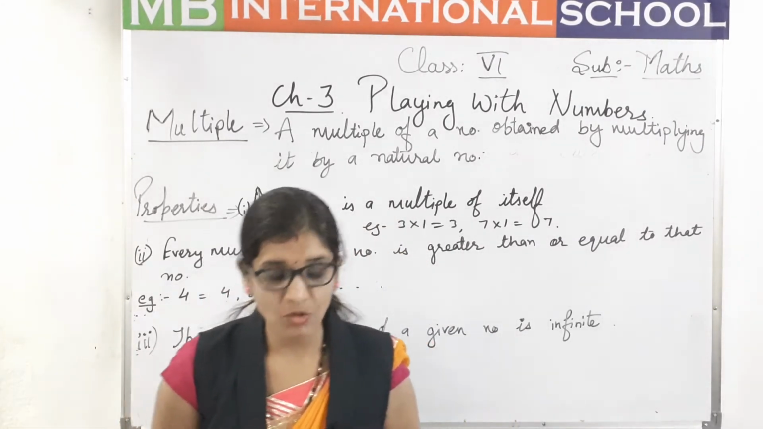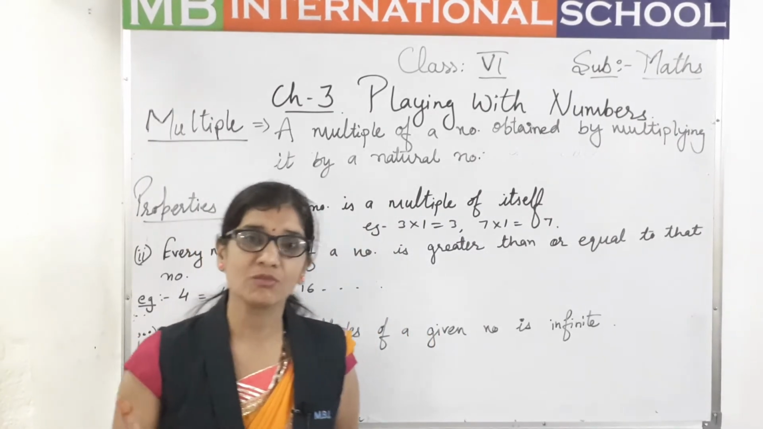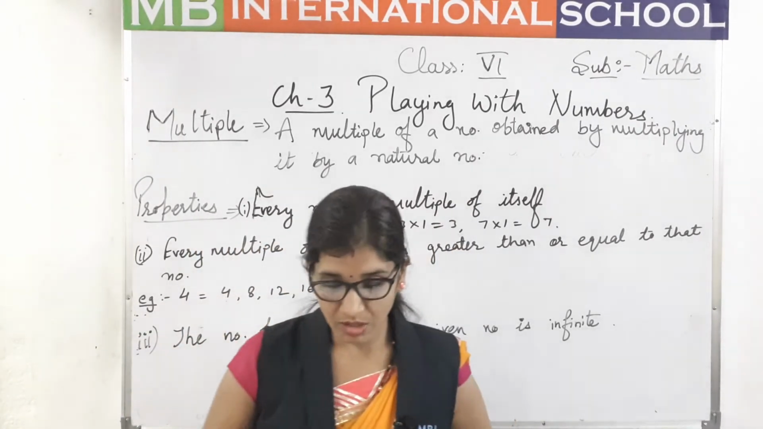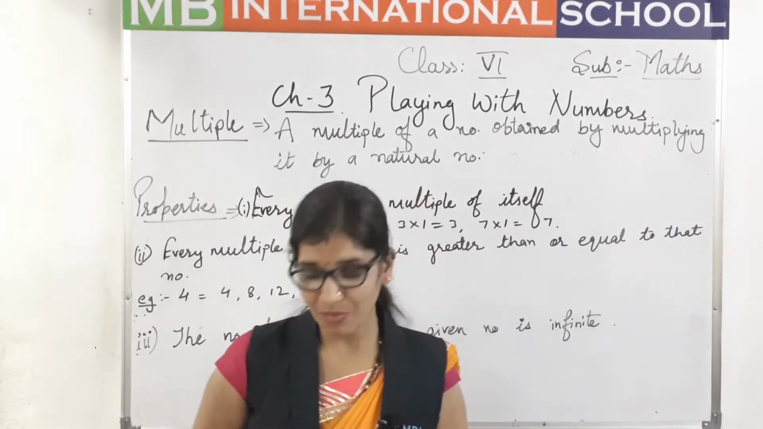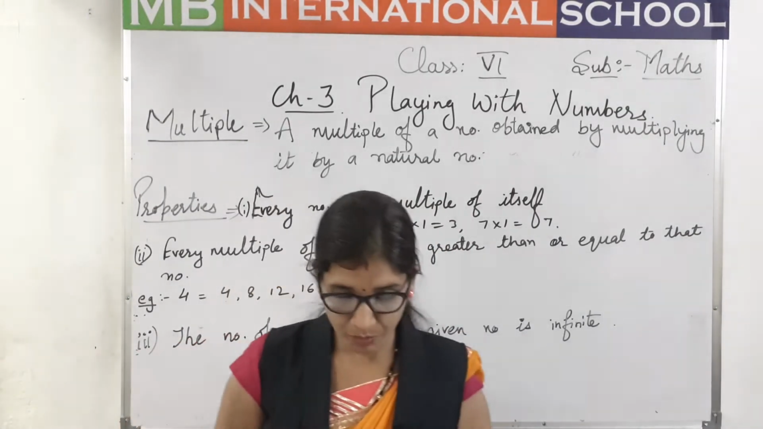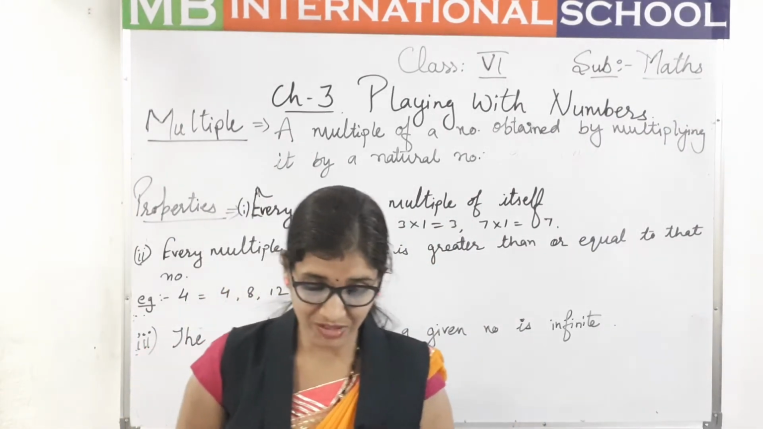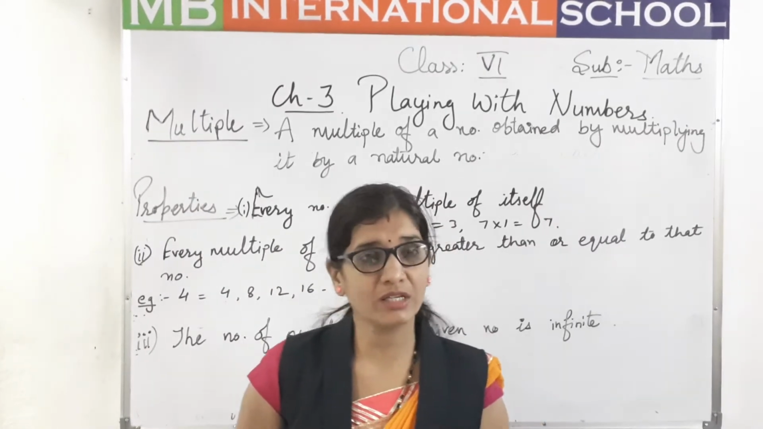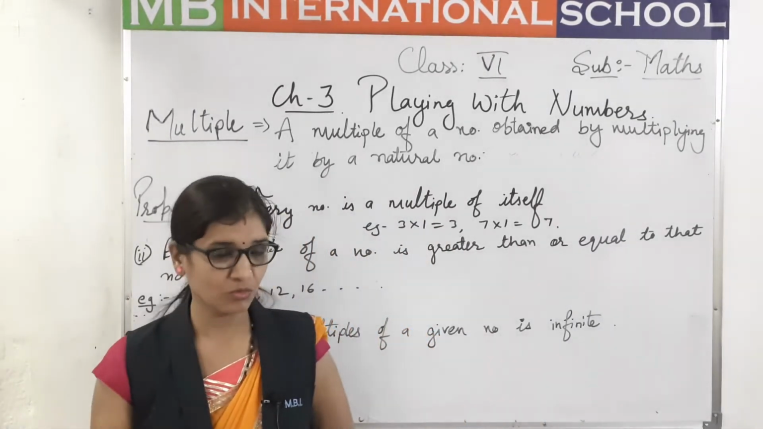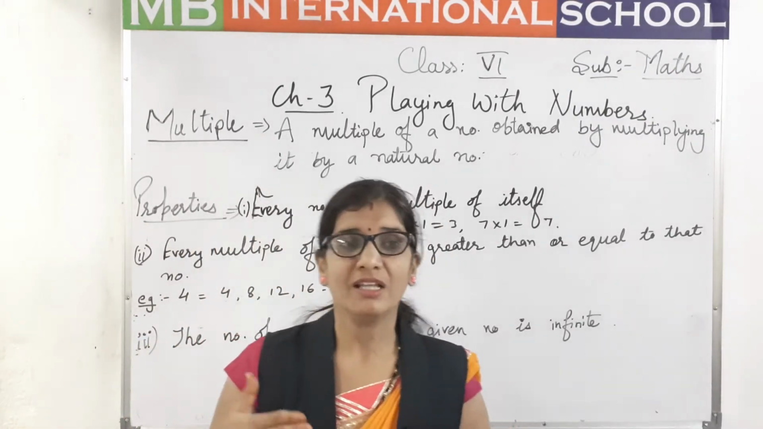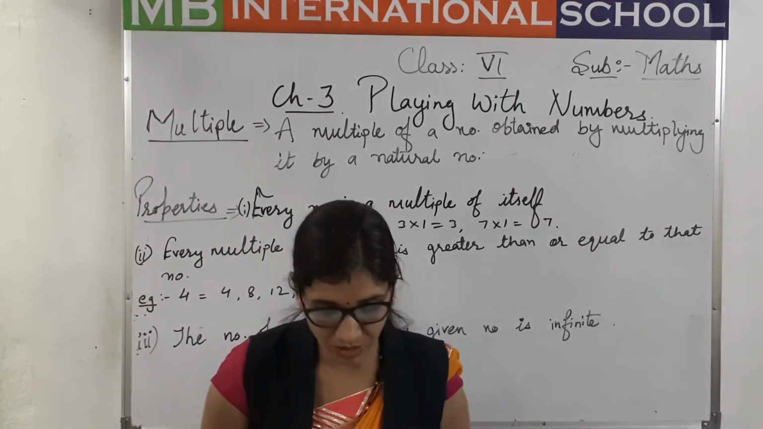The next is twin primes. The word itself suggests twin primes. Twin primes means pairs of prime numbers. For example, twin primes are 3 and 5. 3 and 5 have a difference of 2. Two prime numbers must be there and they must have a difference of 2. That is 5 and 7, then 11 and 13. So we can say that they are twin primes.